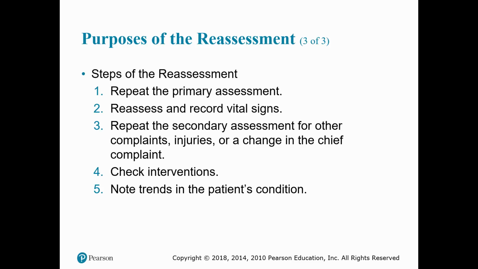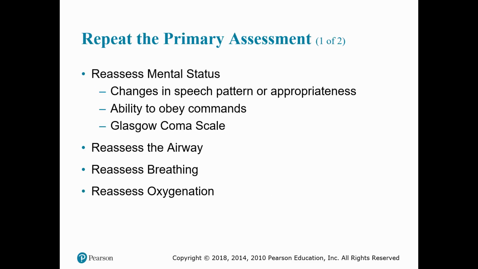We want to reassess mental status, look at changes in speech pattern, or if their answers are appropriate, assess their ability to obey commands, and also get a reassessment on the Glasgow Coma Scale. We're going to reassess the airway, reassess breathing, and reassess oxygenation. Going back to the mental status reassessment, a patient with a head injury can continue to talk to you, but his speech pattern may become garbled and his responses become inappropriate. You should also assess the patient's ability to obey commands appropriately and repeat the GCS and obtain another score and compare it to the initial and others.